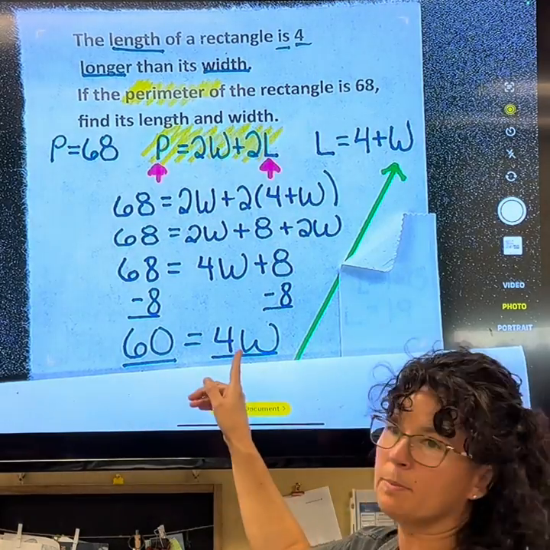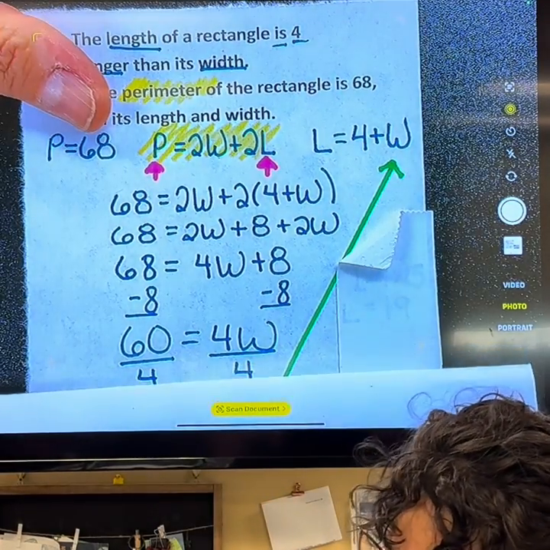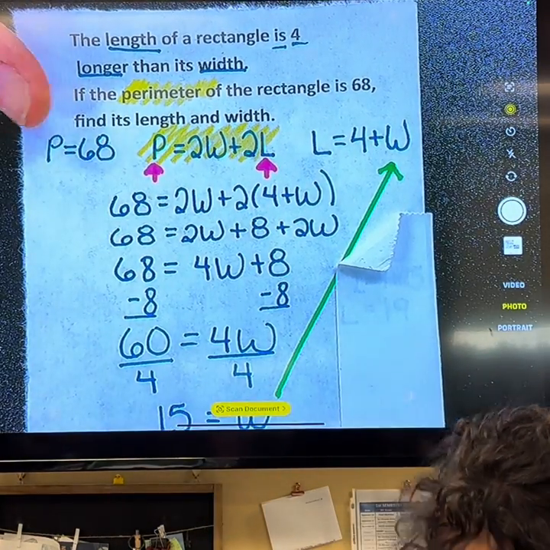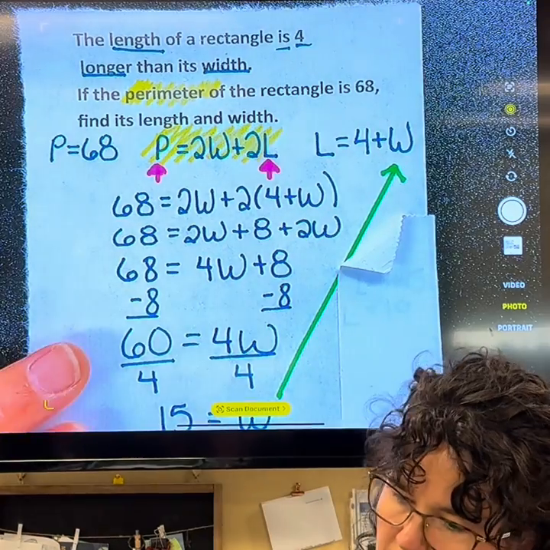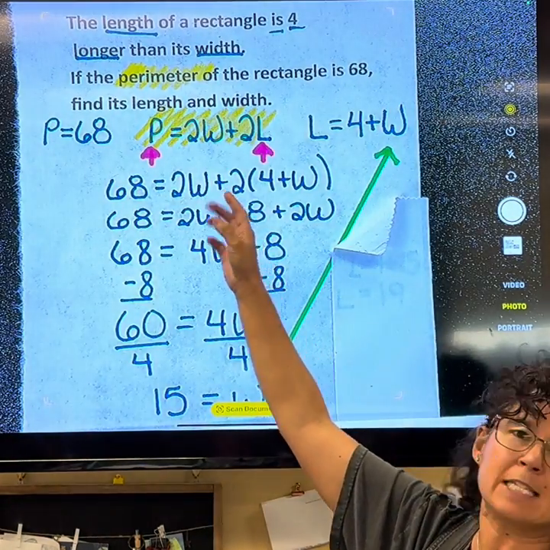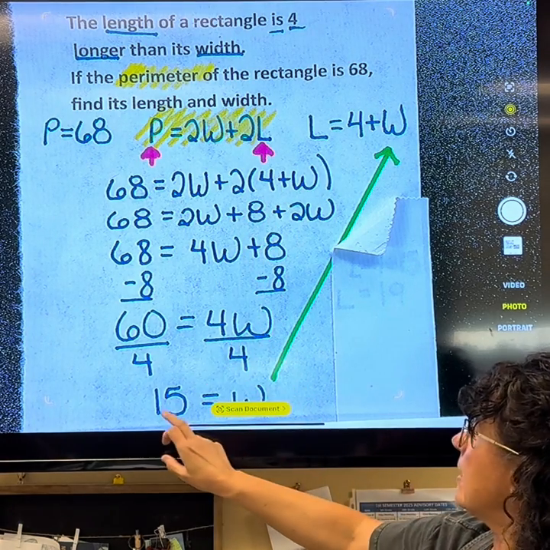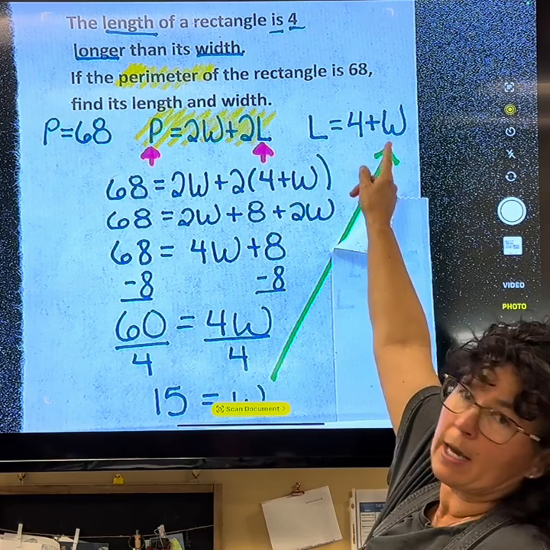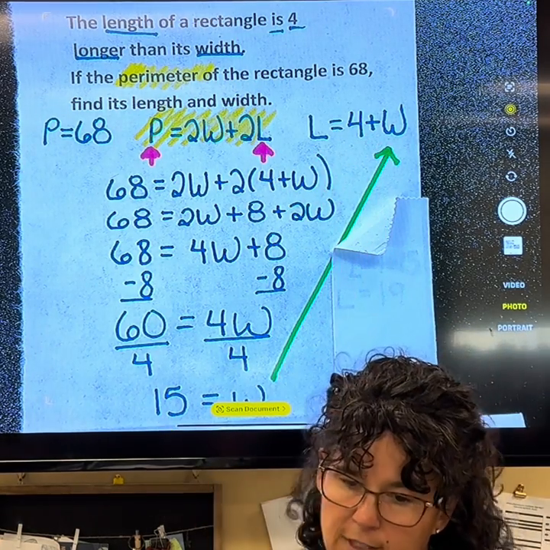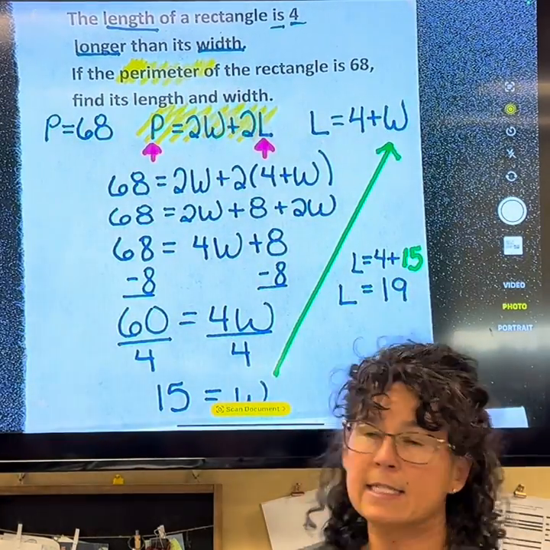Get rid of multiply by 4 by dividing by 4. And so 60 divided by 4 is 15. Okay, now that I have 15, rereading the question, I realize the question asked me for both the length and the width. So I can take this 15 and put it back up here. And so the length is going to be 4 plus 15, and 4 plus 15 is 19.